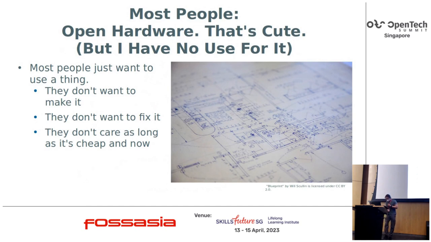So a lot of people, I think most people, when they hear open hardware, their reaction is like, that's cute, but what do I do with it, right? I don't actually have the time to build this thing. I don't actually really care to fix it. They just want the thing to be delivered at their doorstep now, and they want it cheap, right? So if you had the option to buy a house that had the blueprints and to buy a house that did not have the blueprints, it doesn't matter to most people, right? The fact that you could have the source to your house doesn't move the needle for most situations.